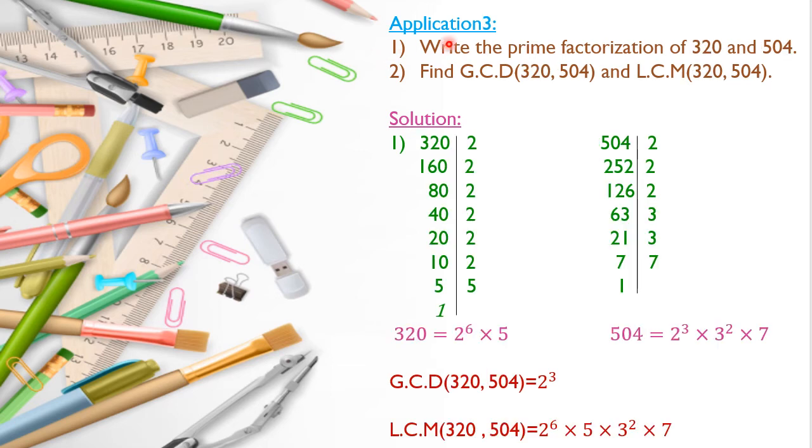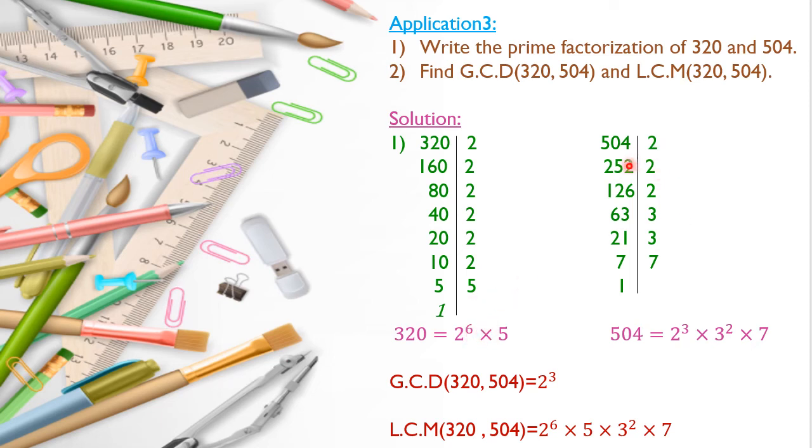The final application, application 3. Write the prime factorization of 320 and 504. 320 divided by 2 it's 160, divided by 2 it's 80, by 2 it's 40, by 2 it's 20, by 2 it's 10, by 2 it's 5. 5 is prime, we divide it by itself, so 5 divided by 5 it's 1. So 320 equals 2 multiplied by itself 6 times, so it's 2 to the power 6 times 5.